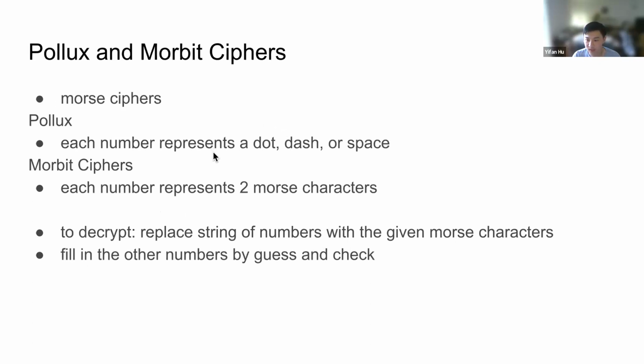Okay, and here are the Morse code, Pollux and Morbit ciphers. In Pollux, each number represents a dot, dash, or space. So 1, 2, and 3 could be dots, and then 4, 5, 6 are dashes, and 7, 8, 9 are spaces. And then in Morbit, each number represents 2 Morse characters.